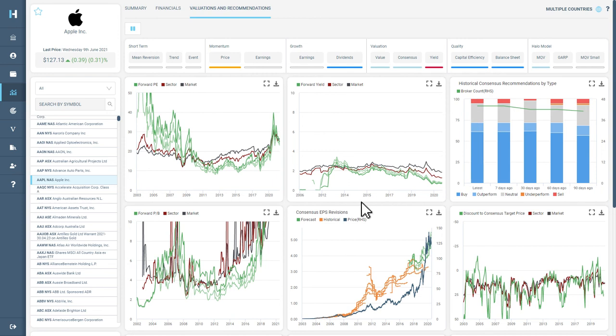If you would like to learn more about a chart or feature in Halo, you can use the Halo Help search bar on any page by clicking the question mark in the top right-hand corner.